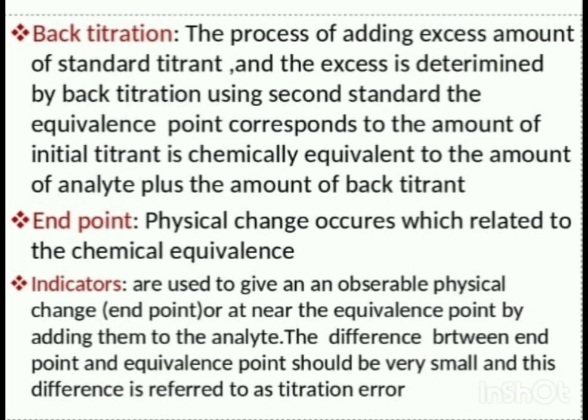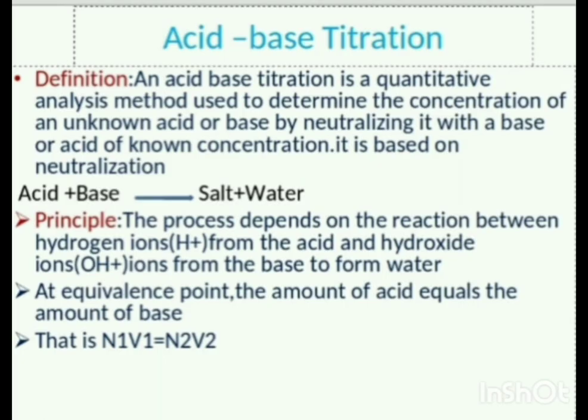Indicators are used to give an observable physical change at the endpoint or near the equivalence point by adding them to the analyte. The difference between endpoint and equivalence point should be very small, and this difference is referred to as titration error. Acid-base titration definition: an acid-base titration is a quantitative analysis method used to determine the concentration of an unknown acid or base by neutralizing it with a base or acid of known concentration.